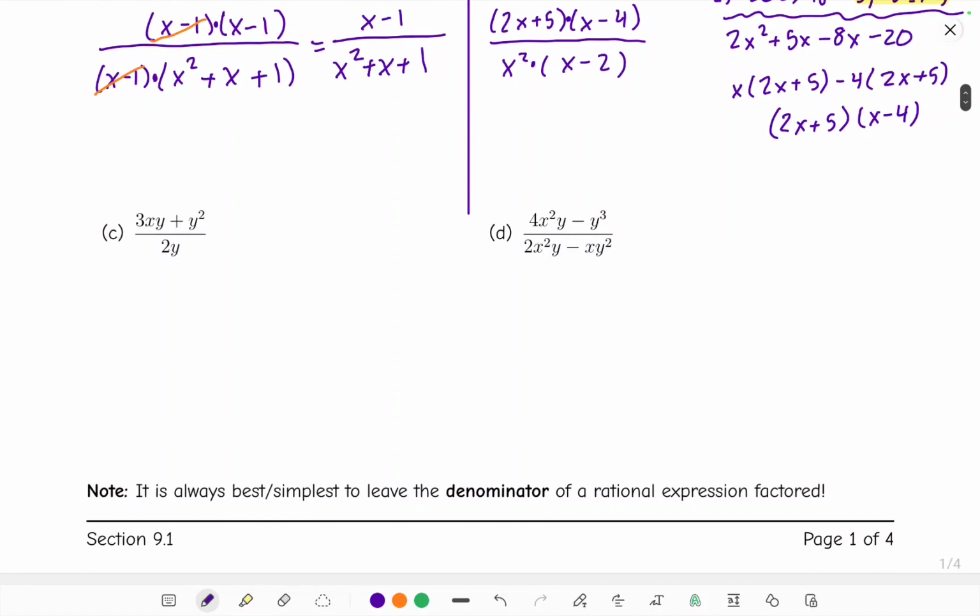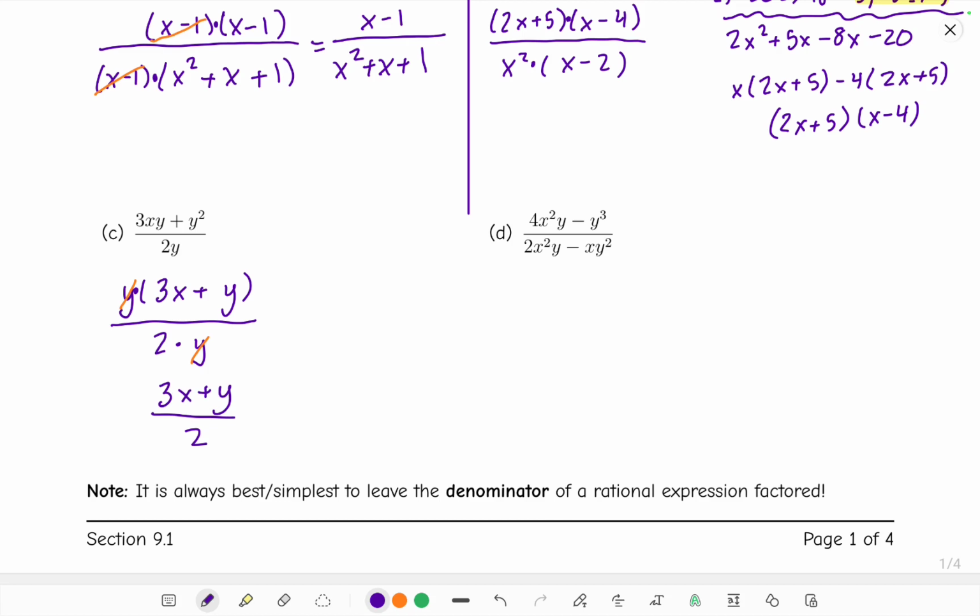C, 3xy plus y squared over 2y. Well, I can factor a y out of the top. We get y times 3x plus y then. And then 2y is already 2 times y. So we have 2 factors on top and 2 factors on the bottom. The y's cancel out. And we're left with 3x plus y over 2.